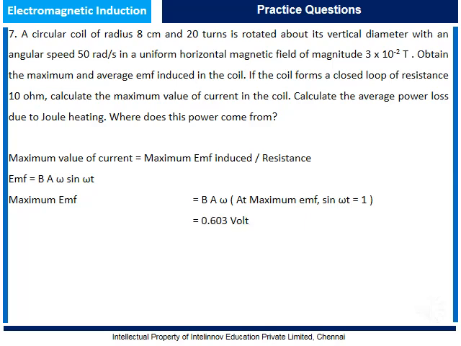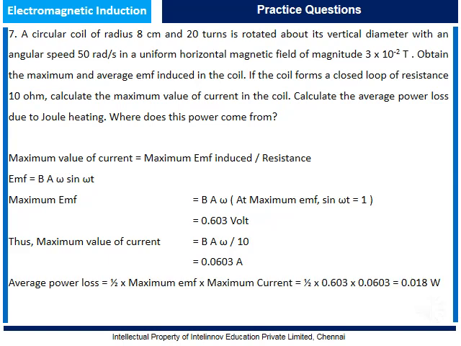And maximum value of current is maximum EMF by resistance. Thus BAω by 10. This gives us the maximum value of current equal to 0.0603 amps. The formula for average power loss is 1/2 × maximum EMF × maximum current. Thus half into 0.603 into 0.0603. On calculation we get average power loss equal to 0.018 watts.